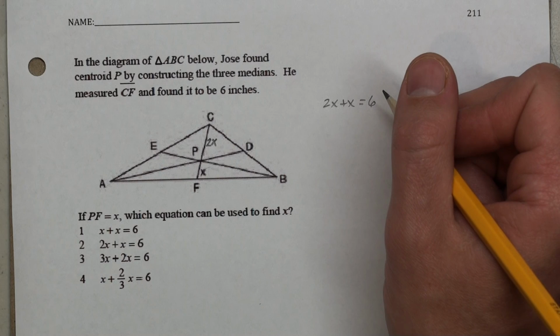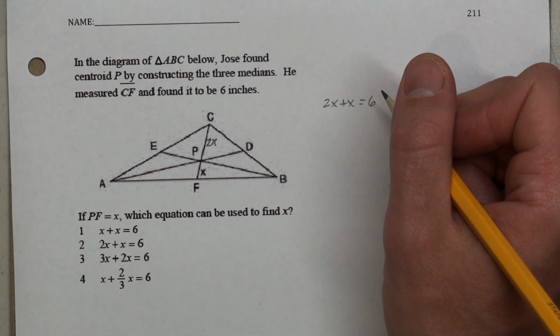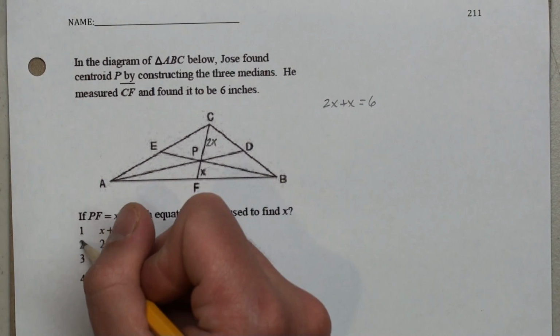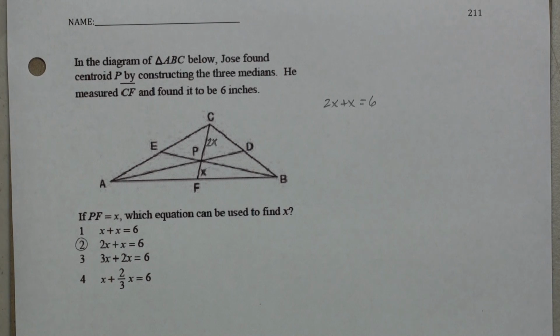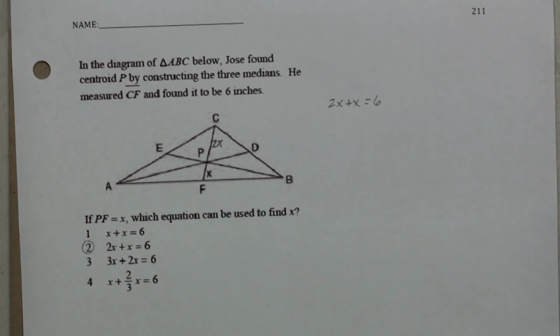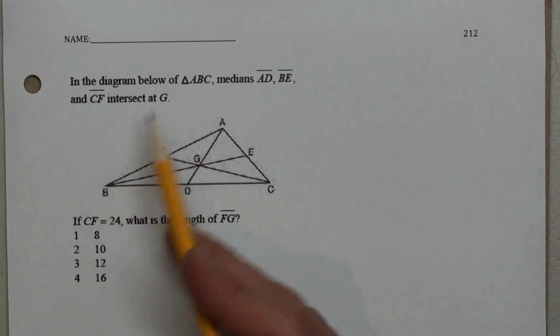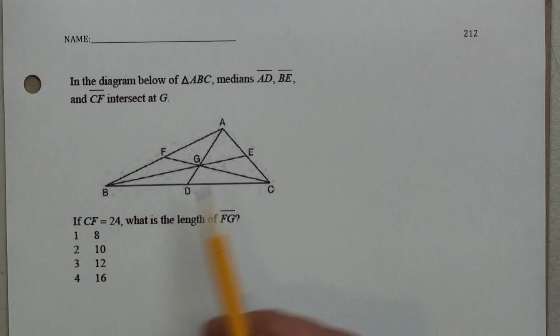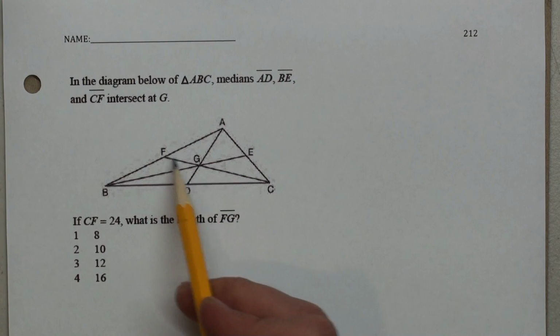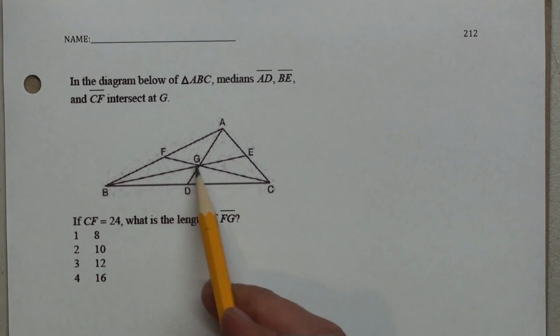Which equation can be used to find x? So this one. 2x plus x equals 6. And because we know that the whole thing, CF, is 6. So, and this has to be twice this, or this has to be half of this, which it is. That's it. And now the next few problems are probably going to all be just like that. Blah, blah, blah. They're medians. They intersect at a centroid. CF is the whole piece. What is the length of FG?